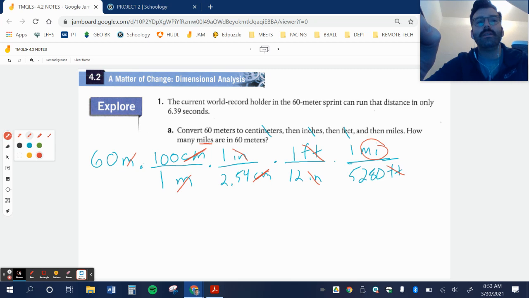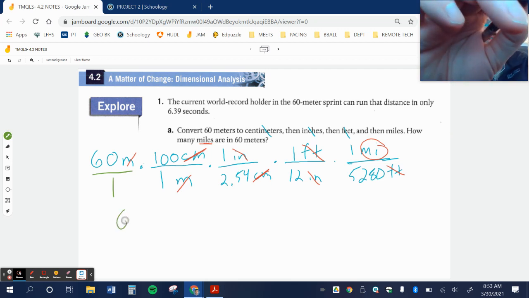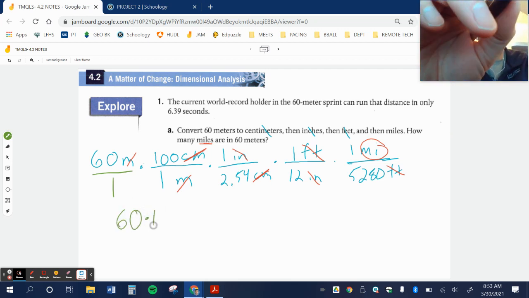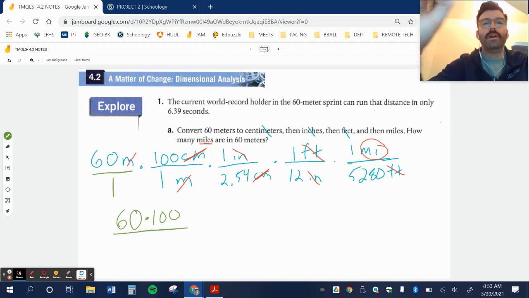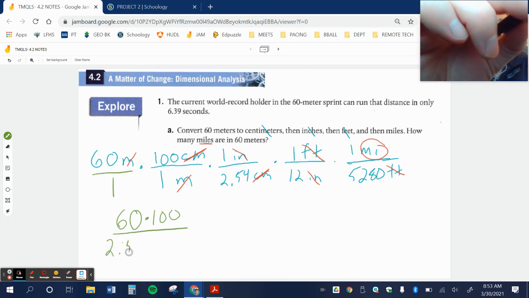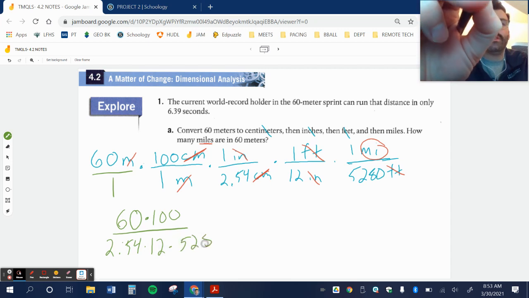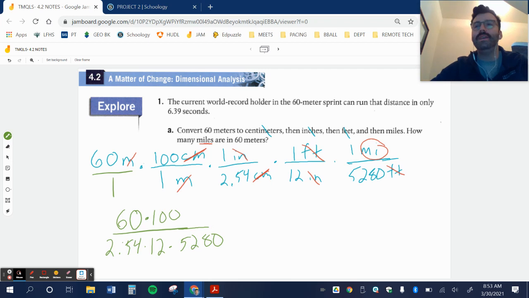So how do I do this now? How do I multiply this? Well, I want to multiply straight across the top. So 60 times 100 times 1 times 1 times 1. So 60 times 100. I'm going to show this step first, and you don't necessarily always have to do it. And then I'm going to multiply by the bottom: 1 times 2.54 times 12 times 5,280. To me, doing these separately helps me out a lot so I don't make a mistake.